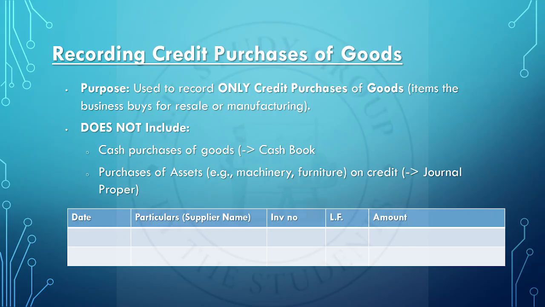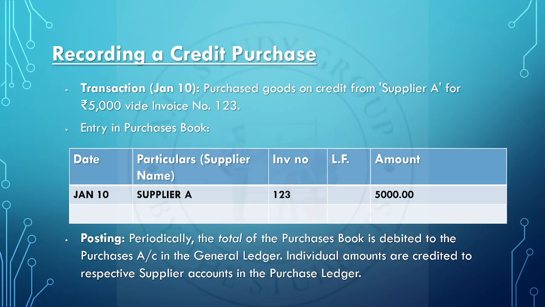This is how a purchase book will look: date, particulars, that is the supplier name, invoice number, ledger folio, and the amount. Okay, let's actually record a credit purchase. Say the transaction is: purchased goods on credit from supplier A for 5,000, invoice 123. The invoice is generated by the opposite party. If I am purchasing goods, they will give me an invoice. That is the invoice number which we record here.